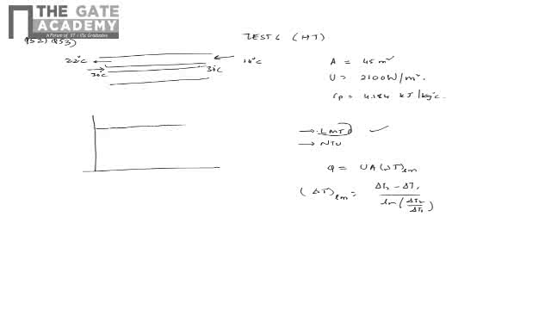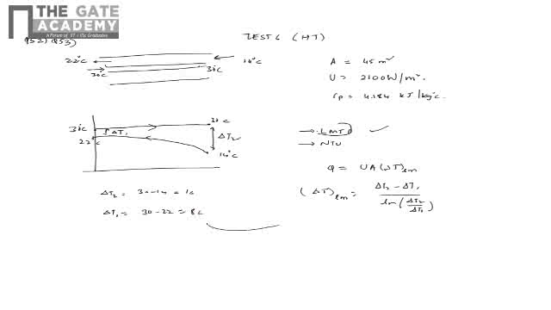The steam enters at 30, outlet is 30, so 30, 30. Water enters at 14 and the temperature rises, reaching 22. So ΔT1 is the temperature difference at the start, and ΔT2 is at the outlet. So ΔT2 is 30 minus 14, which is 16, and ΔT1 at the inlet is 30 minus 22, which is 8. So let's substitute that and get the log mean temperature difference.